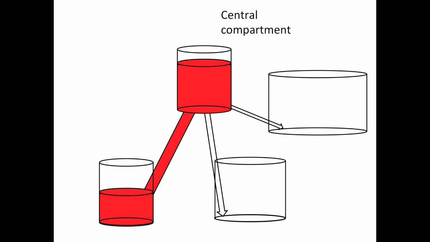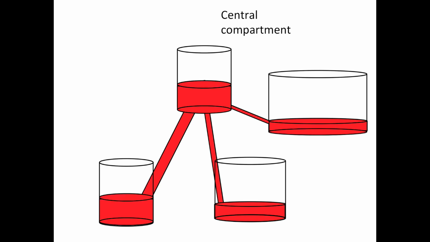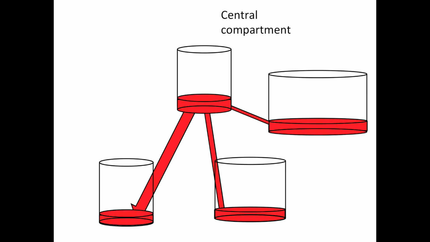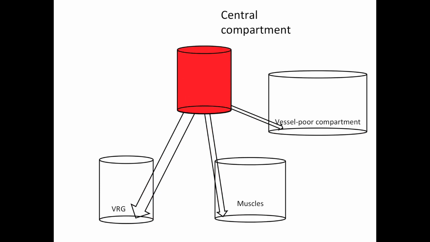Initially, the central compartment drug concentration will fall due to the transfer of drug to the vessel-rich group, and then the concentrations of both these compartments will continue to fall due to distribution from them to the muscles and vessel-poor group. Next, we will look at what happens during an infusion.